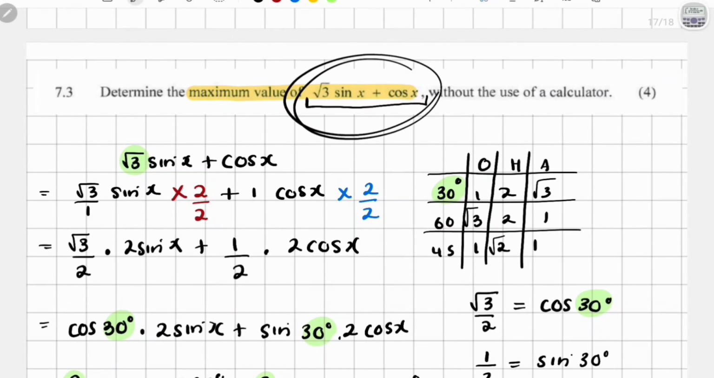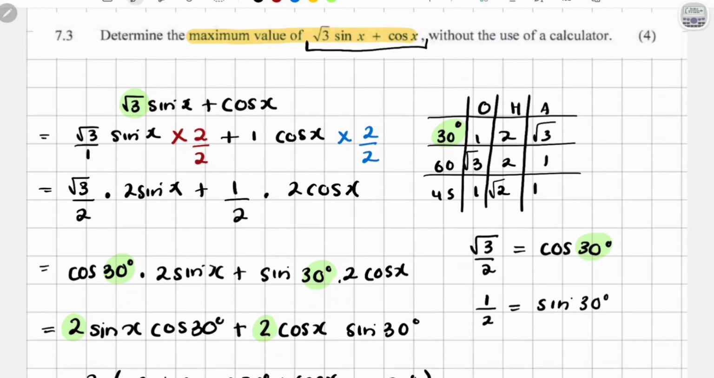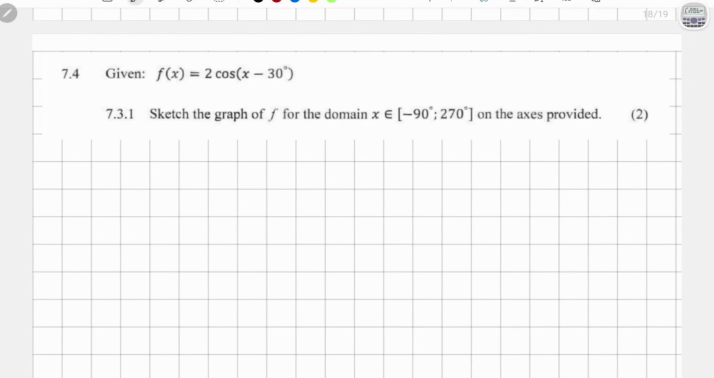Okay, so that one is one of those ones that, yeah, it is a little tricky because this is not something that usually shows up. Okay, so that's 7.3. And we finally move on to 7.4, which is our last two questions. Okay, 7.4.1, they meant 4. Sketch the graph of f for the domain where x is an element of negative 90 to 270 on the axis provided. Let me just go get the axes.